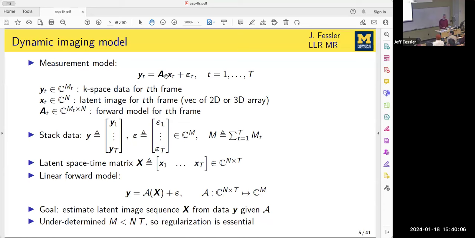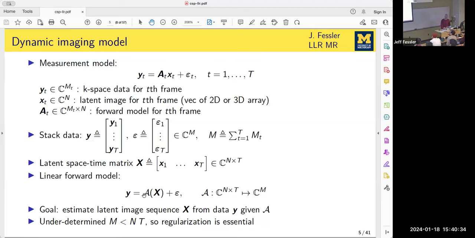Typically what we do here is stack all the measurement data together to make a long vector Y. Then we take the latent images, vectorize them, and lay them out next to each other in a matrix that's sometimes called the Casorati matrix or a space-time matrix. This matrix has the number of pixels in each frame as the rows, and the number of time frames as the columns. That's the thing that we'd like to reconstruct from this undersampled data.